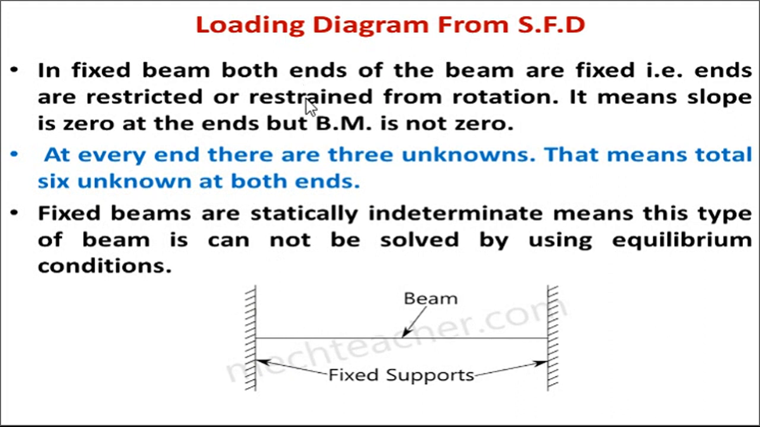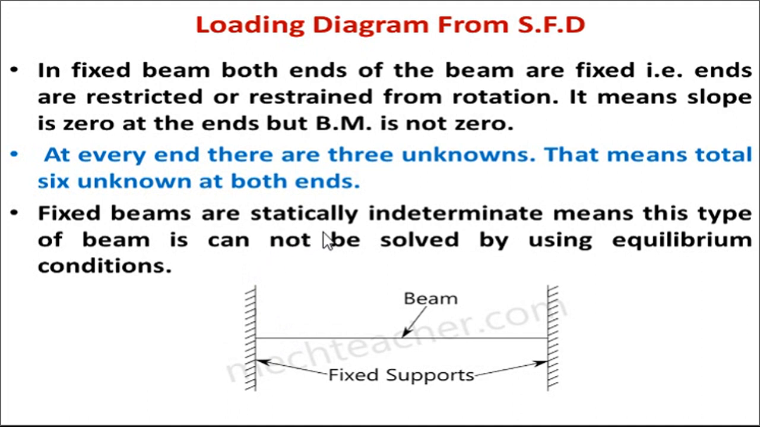So in a fixed beam, both the ends of the beam are fixed, that is, the ends are restrained from rotation. It means the slope is zero at the end, but the bending moment is not zero. Because of this fixed end support, the slope is zero, but the bending moment is not zero at the fixed ends.